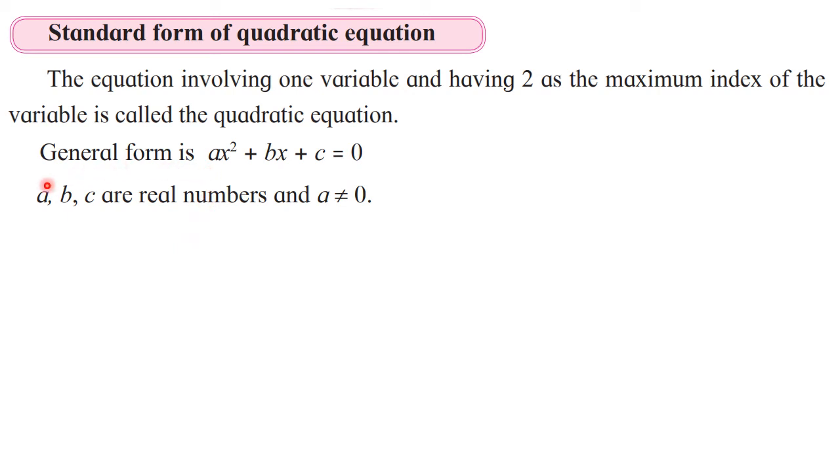If you have notebooks in front of you, all of you please write down the general form of quadratic equation as ax square plus bx plus c is equal to 0 where a, b, c are real numbers and a is not equal to 0.